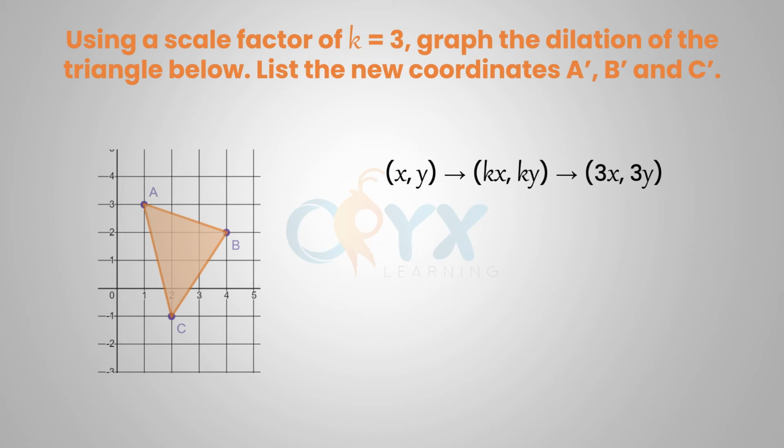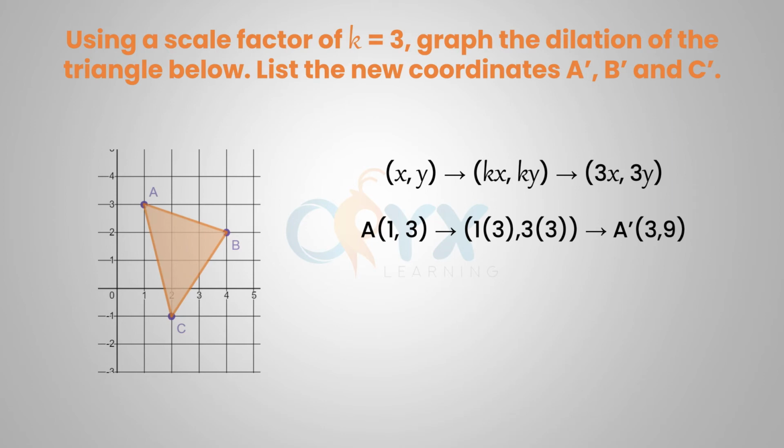So I take my original point A, which is (1, 3), and multiply both the x and y values by the scale factor of 3 to get 1 times 3 and 3 times 3, which is our new point A prime, (3, 9).